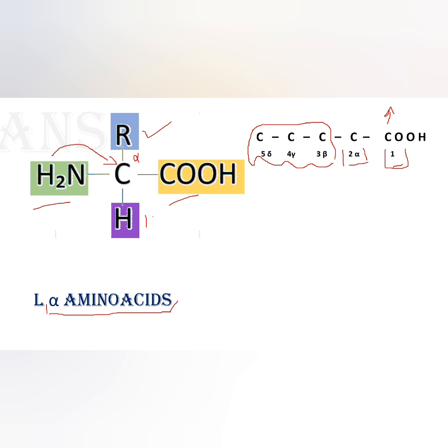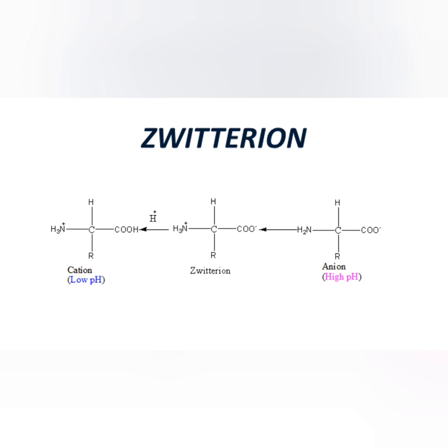So now we have the alpha amino acid, and here we have the R group. This R group is specific to each amino acid, so every amino acid has its own unique structure and characteristics due to the presence of this R group. Zwitterion. At physiological pH, amino acids exist like this. This is called a zwitterion. Here, our amino group is protonated and the carboxylic group is deprotonated.